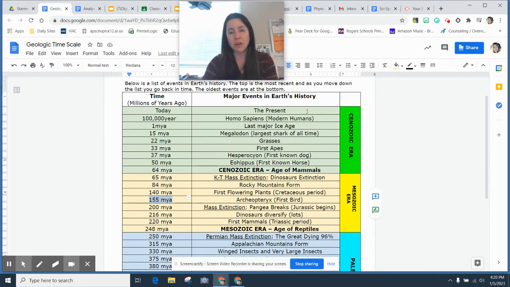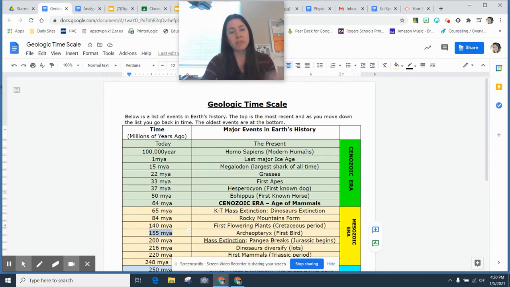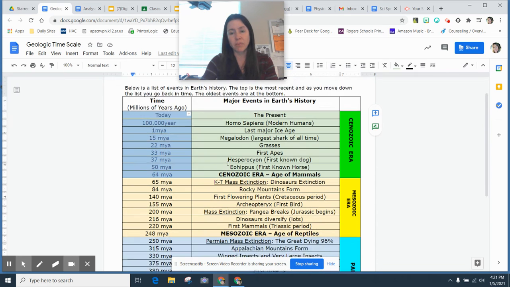Another thing I want you to notice is that these events are divided up into 4 main segments of time. So the most recent segment of time is this section of green, and it's known as the Cenozoic era or the age of mammals, from today to 64 million years ago.